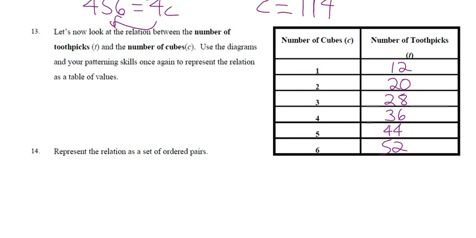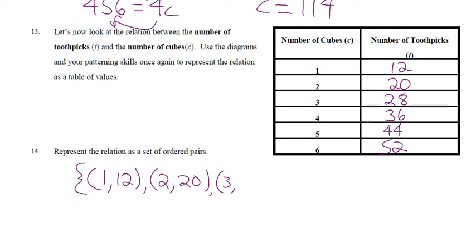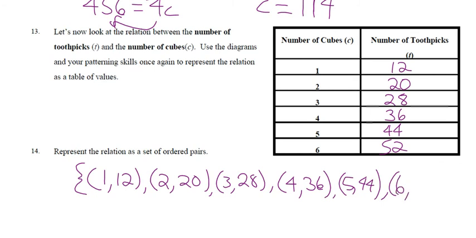From that, we can represent the relation as a set of ordered pairs, right? So you put down a brace bracket which says what follows now is a set. You list the ordered pairs, so (1, 12), (2, 20), (3, 28), (4, 36), (5, 44), (6, 52). Make sure that the ordered pairs are within parentheses and that there's a comma between each set of parentheses.